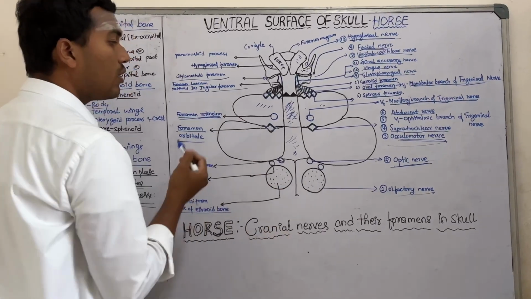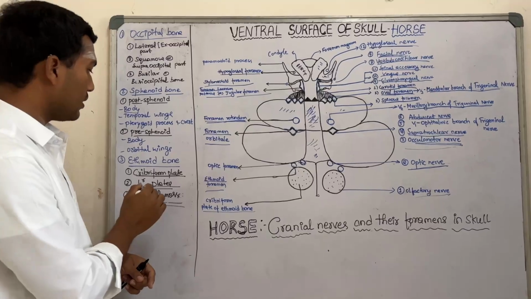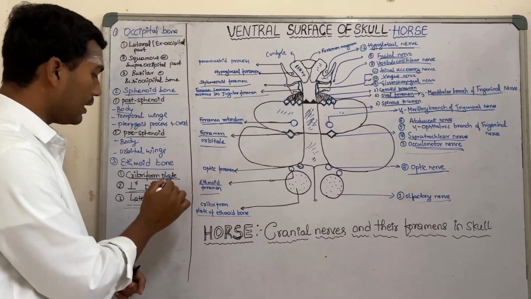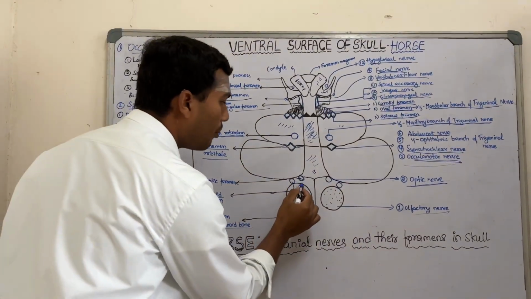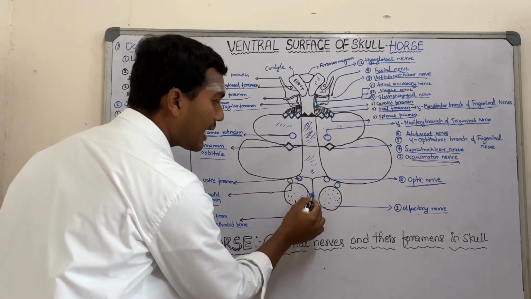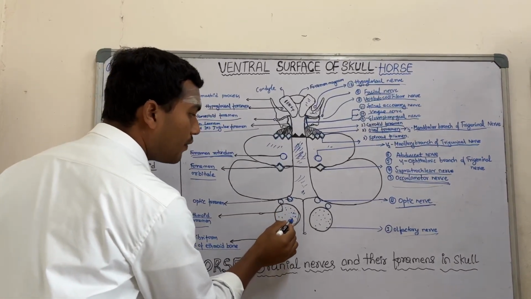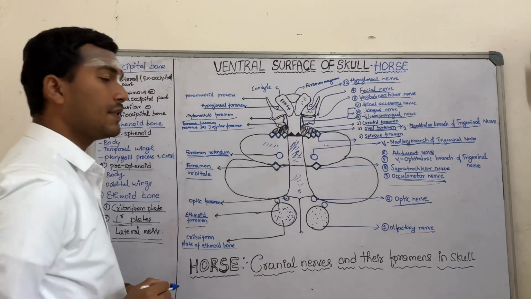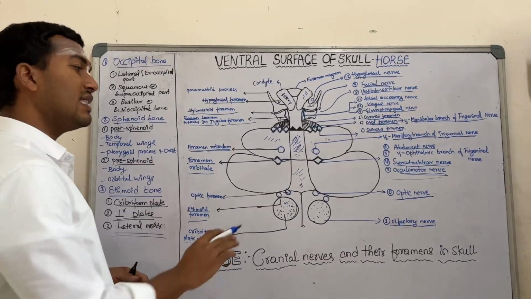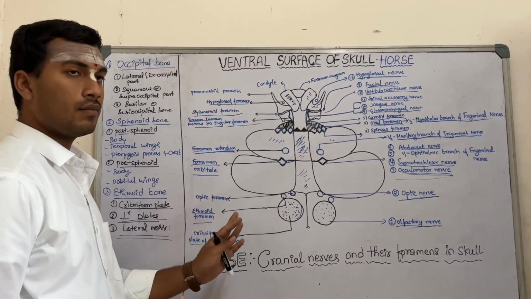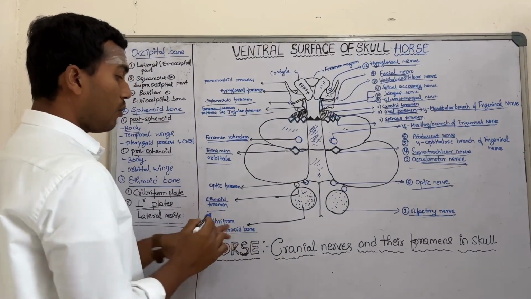Coming to the anterior part of the cranial cavity, which is formed by the ethmoid bone. This ethmoid bone consists of three parts: the cribriform plate, the perpendicular plate, and the lateral masses. This is the cribriform plate, separated by a crest called the crista galli or ethmoid crest. This consists of sieve-like openings through which the olfactory nerve fibers emerge. This is similar in cattle also. So the first cranial nerve passes through the sieves of the cribriform plate of the ethmoid bone.